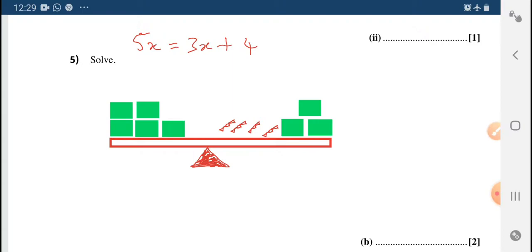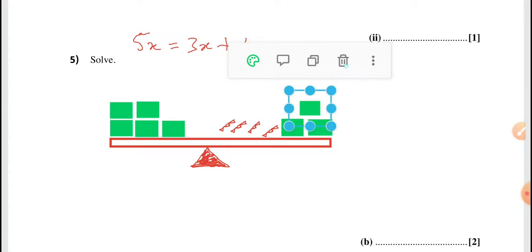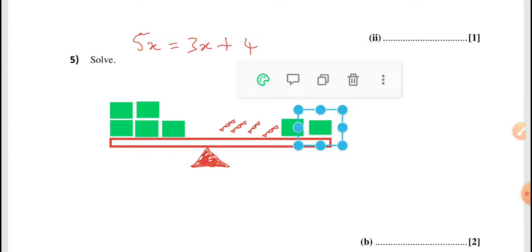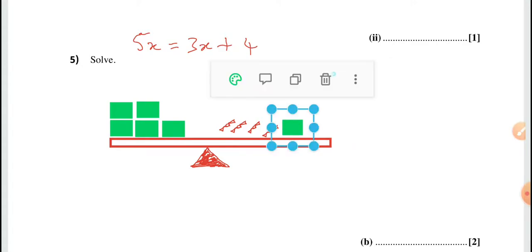So in this case, what's the best thing we can do? Do we get rid of the plus 4 first? Well, if we take away 4 on the right hand side, how are we going to take away 4 from the left hand side? We don't know how many we've got. In fact, the best thing to do is to say, look, I can get rid of 3 boxes on the left and 3 boxes on the right. So let's get rid of the 3 boxes on the right. 1, 2, 3. It's not balanced anymore. To balance it, I have to get rid of 3 from here.